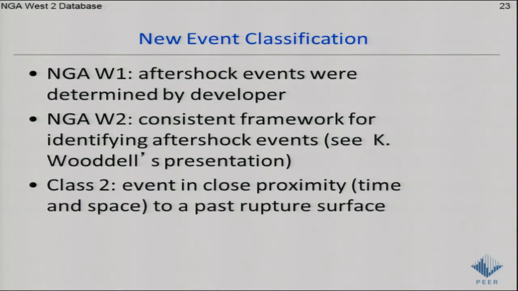Just to overview some of those data points, I'd like to briefly mention what this new event classification scheme is. In the NGA West 1 project, each ground motion prediction equation developer had to evaluate if the event was a main shock or aftershock, and that was done independently between the developers. In the NGA West 2, we wanted to have a consistent framework to identify these events. I'm not going to go into how that was done. That will be presented later by Katie Waddell.